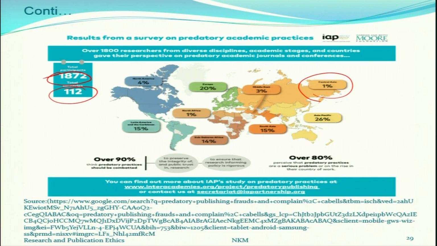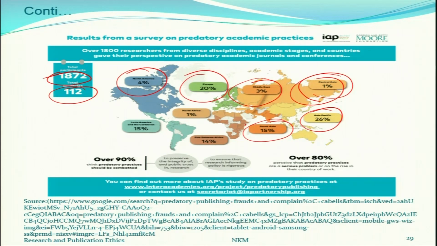We see the participants were from North America, 4%; from Europe, 20%; from the Middle East, 3%; from Central Asia, 1%; and from Asia Pacific, 26% of participants gave their opinion. From South Asia we see 15% of participants, and further, from the Sub-Saharan Africa regions, 14% of participants were involved in this research, and 15% from the Latin America region. So all these participants have their perspectives on predatory academic journals and conferences.